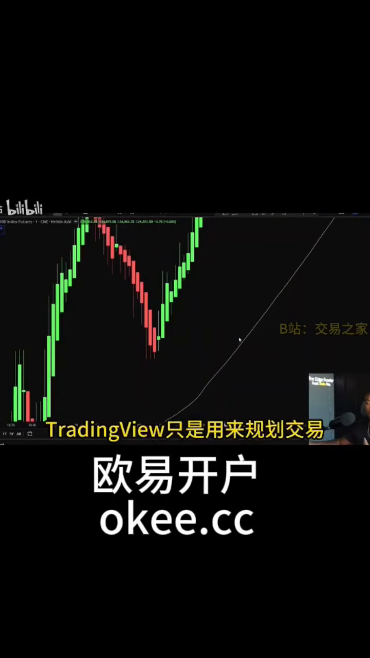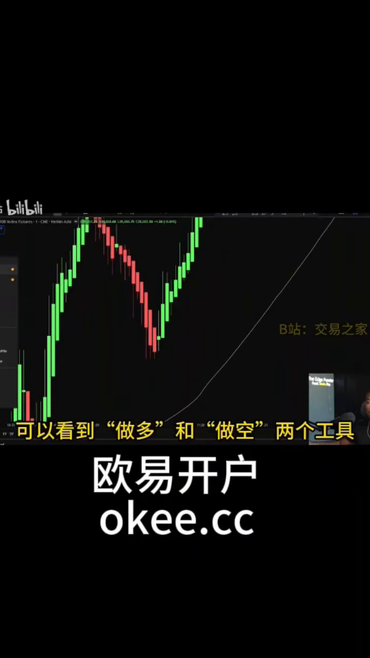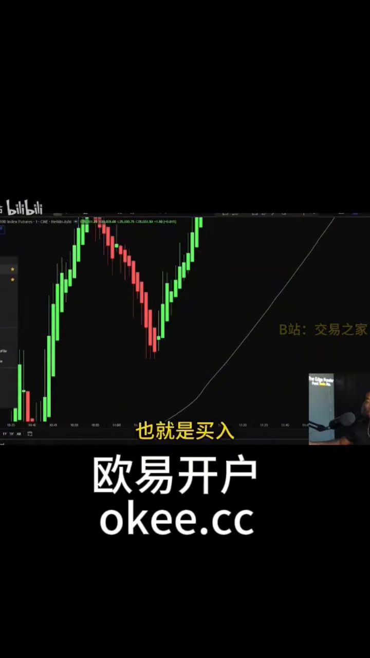Now, as I mentioned, TradingView is simply where we plan out our trades. And one of the options that it has here is a trade planner. So if we hit here, this drop down, you'll see long position and you see short position. Long position simply means that we're entering for a buy. Short position simply means that we're entering for a sell. So in this instance, we'd be entering for a buy.